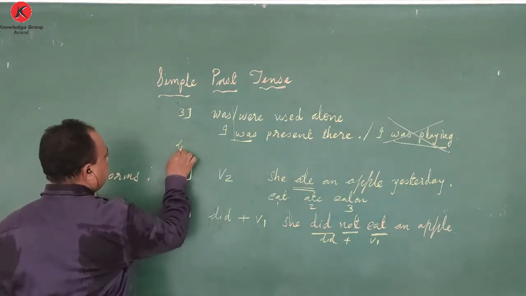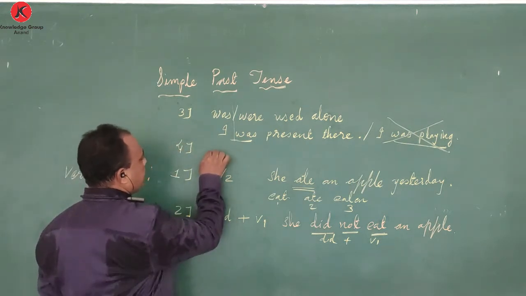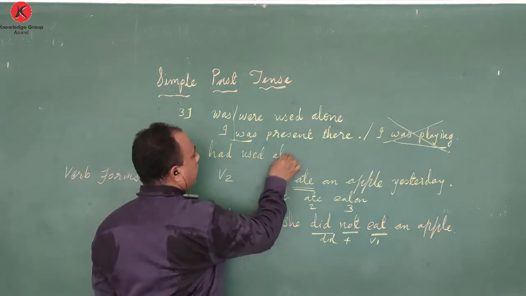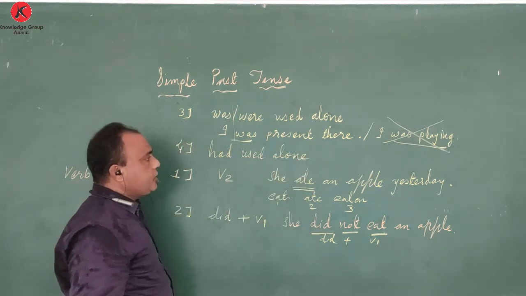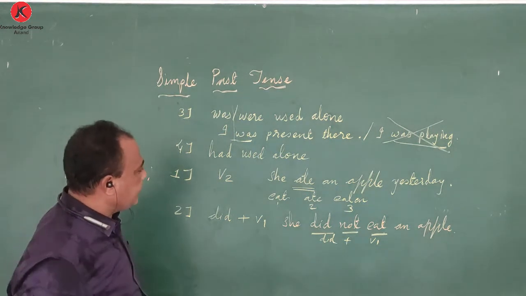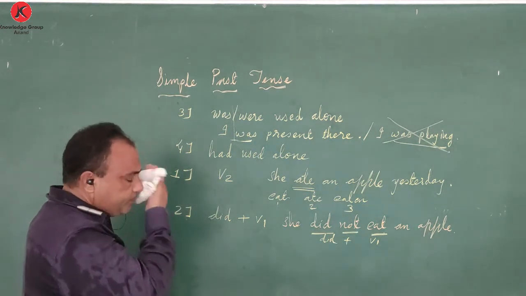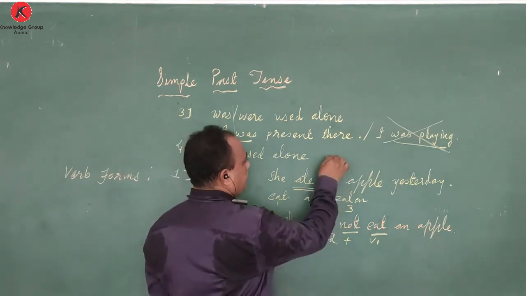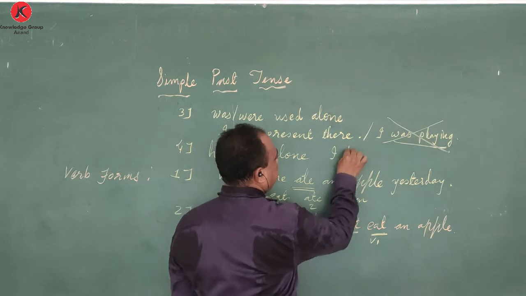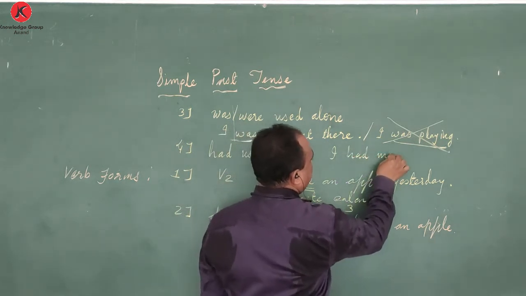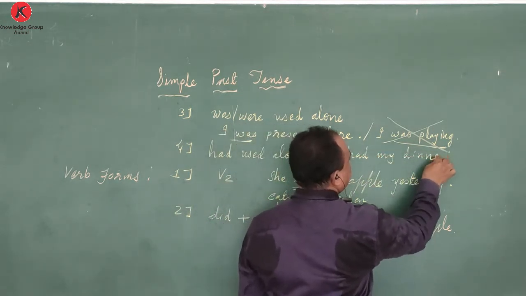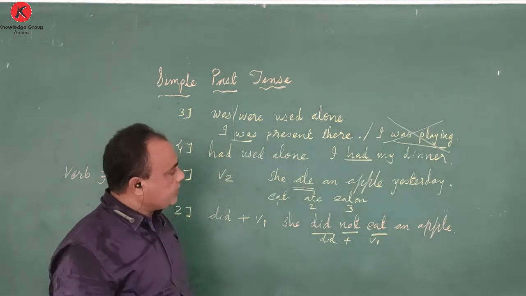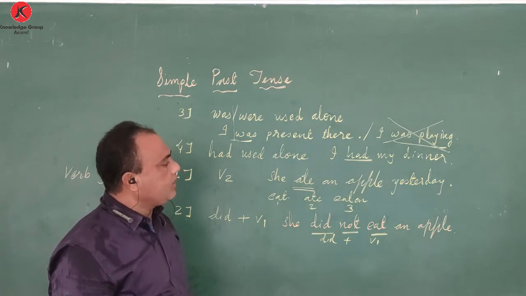Now the fourth one is had used alone. Had used alone as a verb also indicates simple past tense. For example, I had my dinner. Had is used alone as a verb, so it indicates simple past tense.